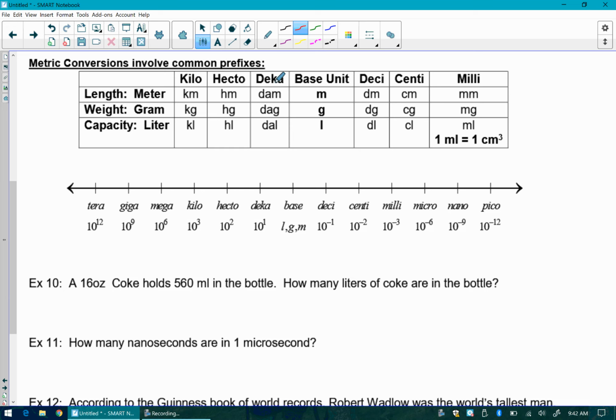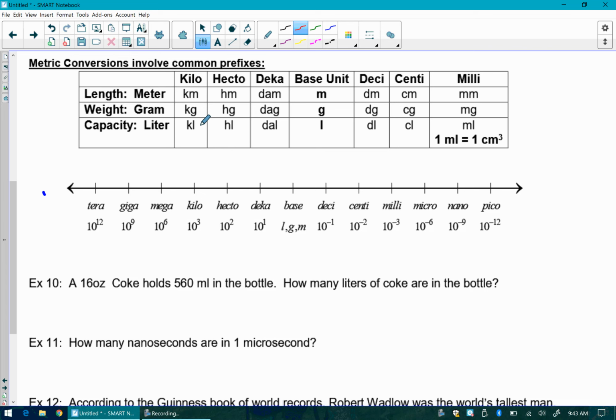On the other side, you go deca, hecto, kilo. So deca, the abbreviation is DA, so sometimes folks will get that confused with deci just being a D. You'll notice this chart and the number line below it, both of these are on your conversion sheet, so it's not something you have to memorize, but nevertheless, sometimes that gets folks. So a decameter, a hectogram, a kiloliter, for example, okay?